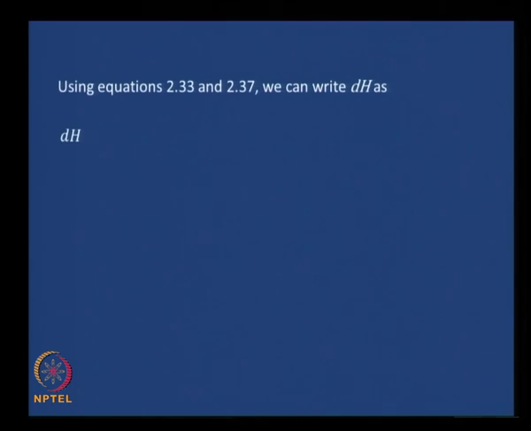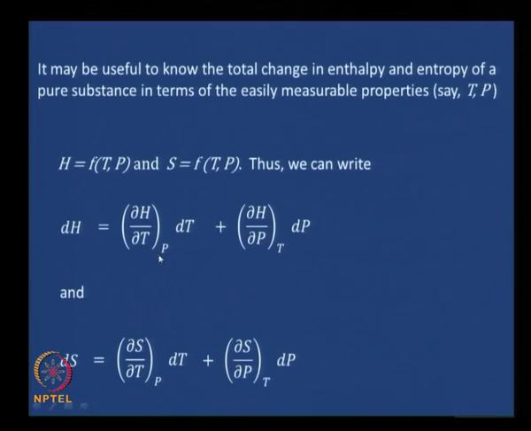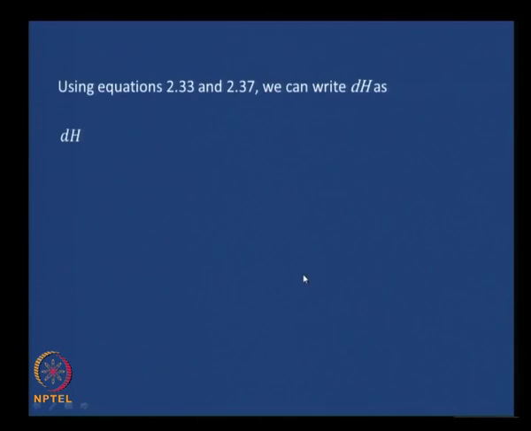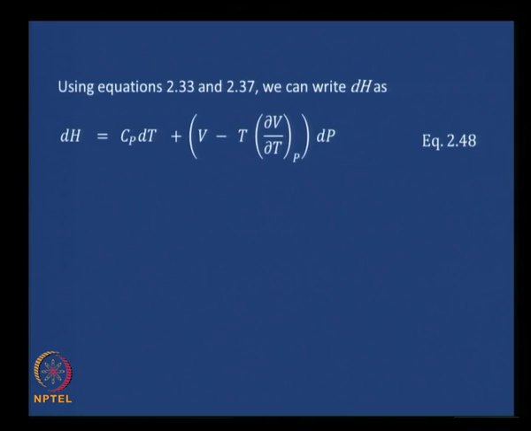We can write dH as Cp dT. Recall that we are replacing ∂H/∂T at constant P, which is nothing but specific heat at constant pressure, and also note the term for this, ∂H/∂P at constant T. So, dH is Cp dT plus, as we had seen earlier, ∂H/∂P at constant T can be written as V minus T ∂V/∂T at constant P. This is what comes from equation 237 that you can go back and verify. Let us call this equation 248.